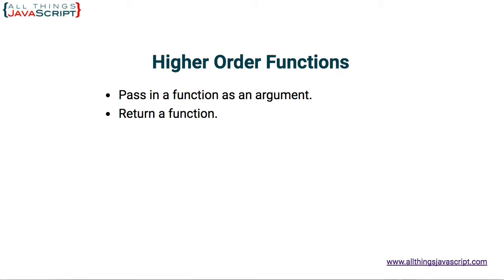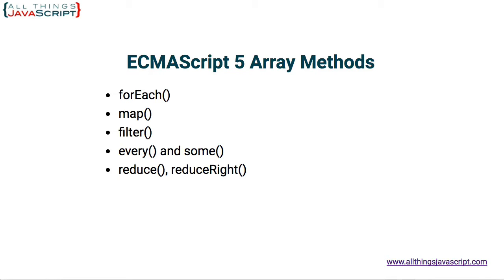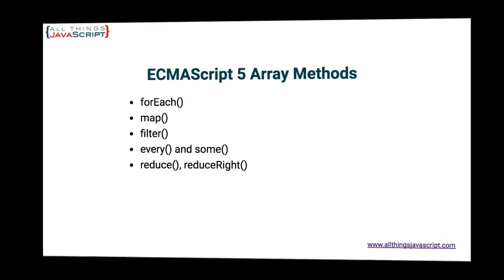So the methods we're going to be looking at are these. The forEach method we'll look at first, then map, filter. We'll look at every and some together because they're very similar. And we'll look at reduce and reduceRight together because they're also similar. So these are the methods that we will be taking a look at. My goal is to introduce them and show some simple examples. So let me jump to Sublime and we'll get started.